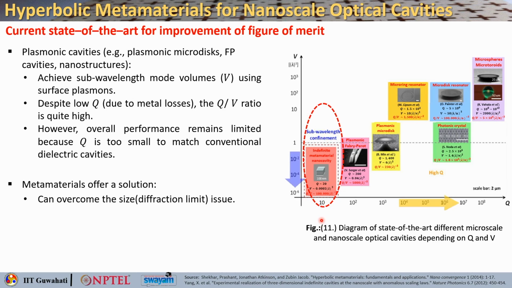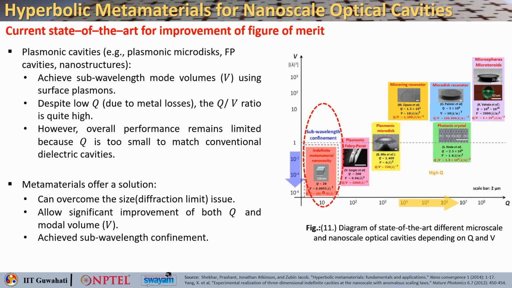Finally, you can see that metamaterials can provide a solution here. You can think of hyperbolic metamaterials to give you a cavity which can overcome the diffraction limit issue. So, you can go very sub wavelength or deep sub wavelength. Volume can be 0.0002 lambda cubed, and the quality factor is around 20. So, you can have a significantly high Q by V ratio using this kind of metamaterial concept. That also allows sub wavelength confinement.